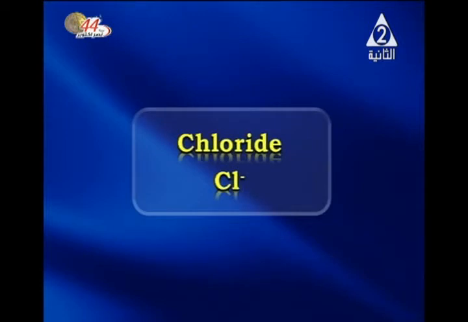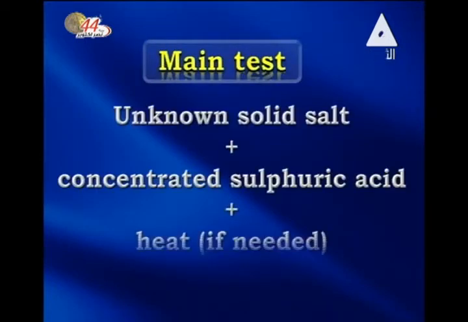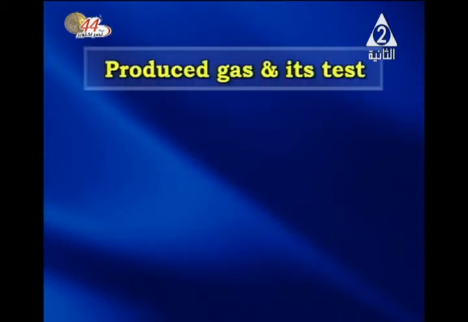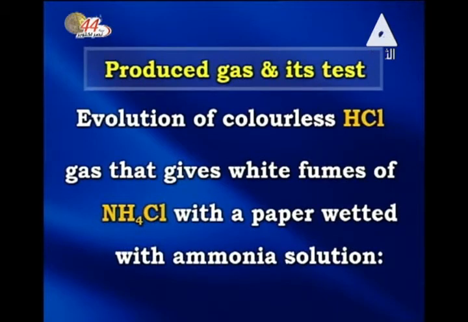Now we are going to make the detection of the first anion, which is chloride ion. The main test for it: the unknown solid salt plus concentrated sulfuric acid plus heat if needed. The produced gas and its test is the evolution of the colorless hydrogen chloride gas that gives white fumes of ammonium chloride with a paper wet with ammonia solution, as the following animation shows.